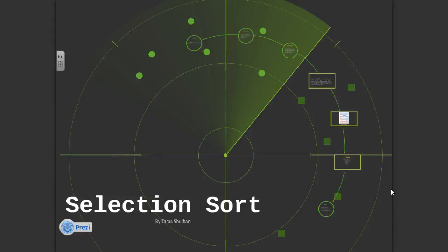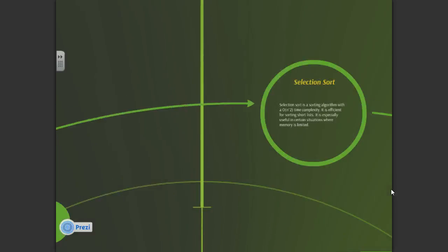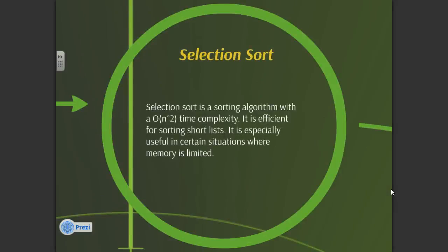My sorting algorithm was selection sort, which is efficient on lists that aren't too long. Okay, basically this is the definition of sorting. A sorting algorithm is an algorithm that puts the elements of a list in a specific order that you predefine for it. Selection sort is a sorting algorithm with a big O of n squared, which means it's efficient for short lists and it's good for when you have a limited amount of memory.